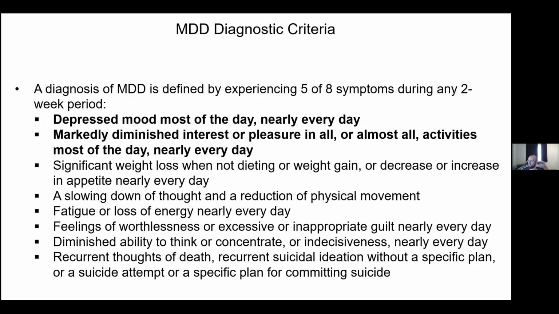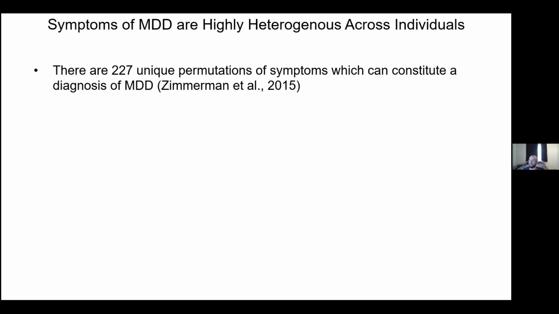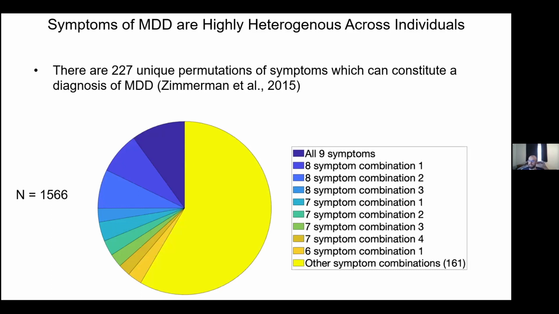Despite the fact that many people are diagnosed with major depressive disorder, there are many differences among people who are diagnosed with it. In fact, if you do the math, there are 227 unique permutations of symptoms which can constitute a diagnosis of major depressive disorder. And this isn't just an academic exercise of computing how many possible permutations there are. When people present to a clinic, there's a huge heterogeneity in the actual symptoms they present with. This was a study by Zimmerman et al. with 1,566 people. They found that 9 different symptom combinations account for about 40% of the diagnoses, and then after those 9, there are 161 other ones that fill up the rest of the pie, accounting for the other 60%. So there's a lot of heterogeneity in the different symptoms that people present with.